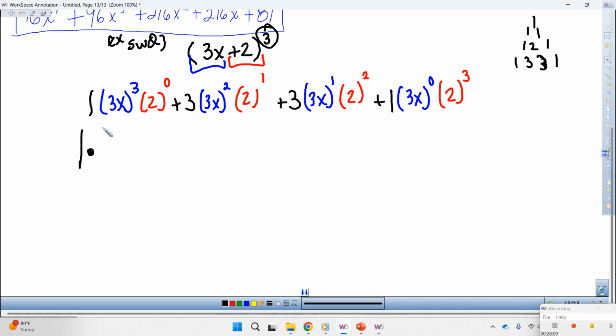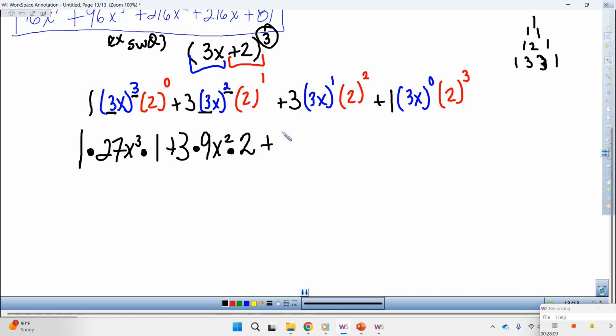So, like I said, this is going to go a little bit faster. Here it goes. 1 times, ready? What is 3 to the third power? That's 3 times 3 times 3. What is 3 times 3? 9 times 3, that's 27. X to the third is x to the third. Times, what is 2 to the 0 power? 1 plus 3 times 3 to the second power. What is 3 times 3? 9x to the second. Times 2 to the first power is 2.